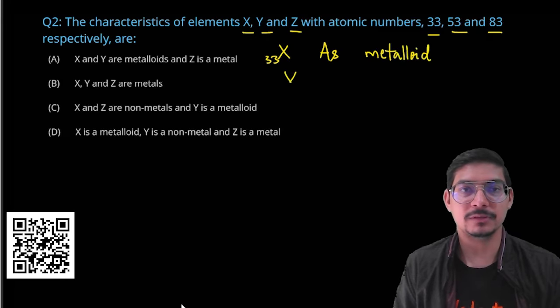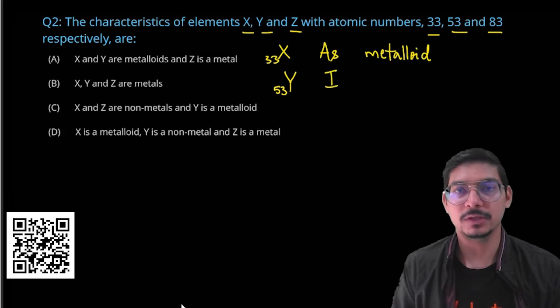And coming to the second element, Y, its atomic number is given to be 53. This element is iodine, which is a halogen. So this is a non-metal.